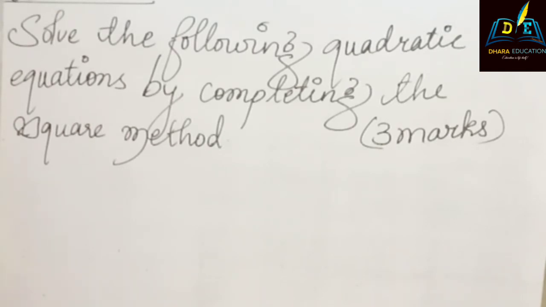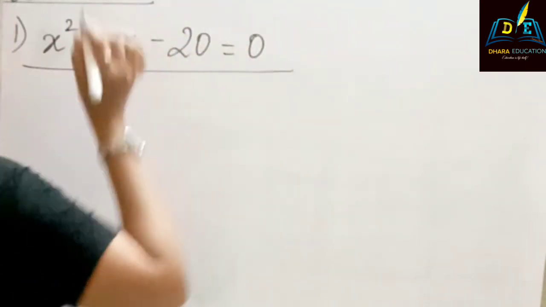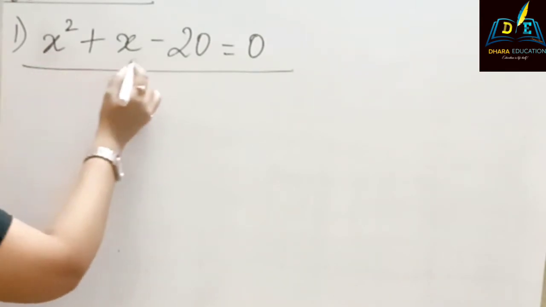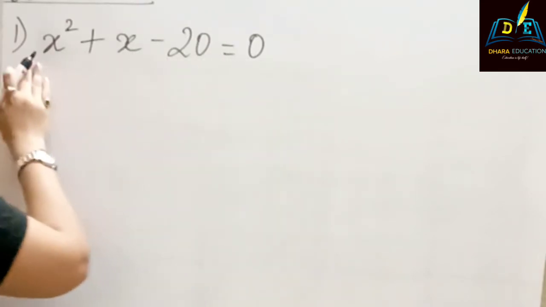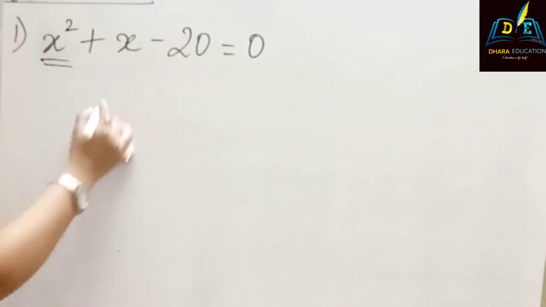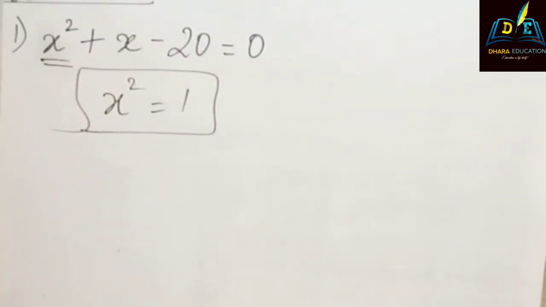So let's start. So students, as you can see very well, this is the question which is given on the board. The first one is x square plus x minus 20 equals 0. So we need to solve this particular sum with the help of the completing the square method. But our first step was to check the coefficient of x square, it has to be 1. So what is the value of the coefficient of x square over here? It is 1. So the first step is done.